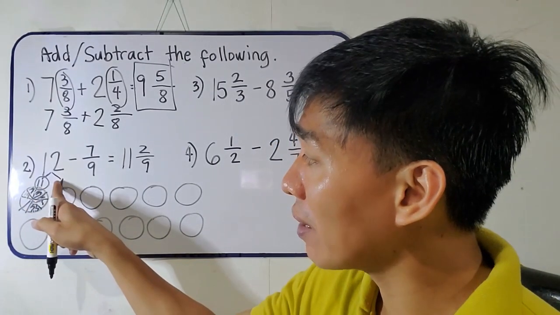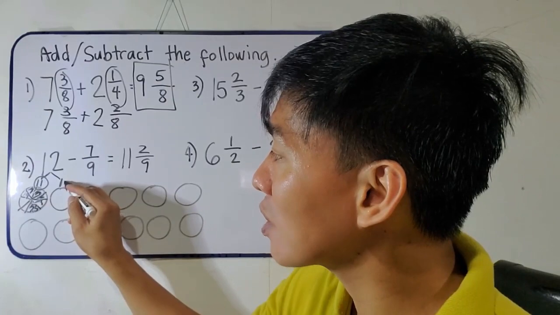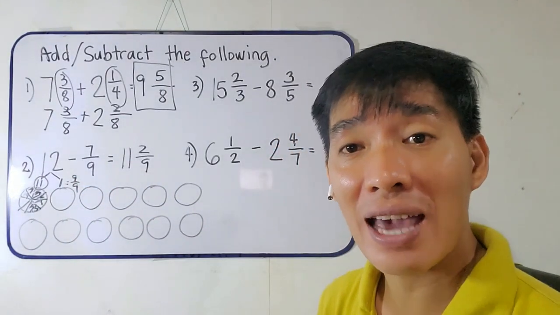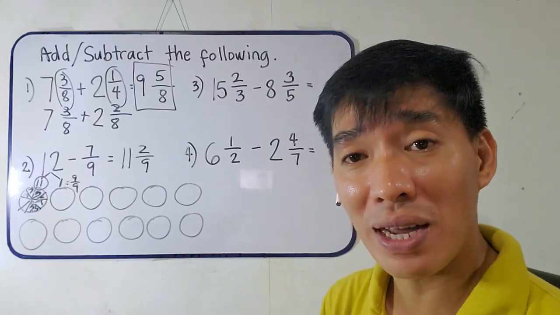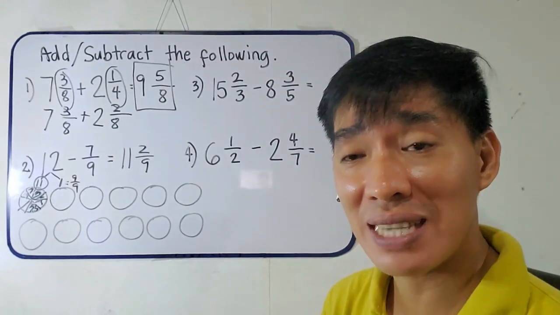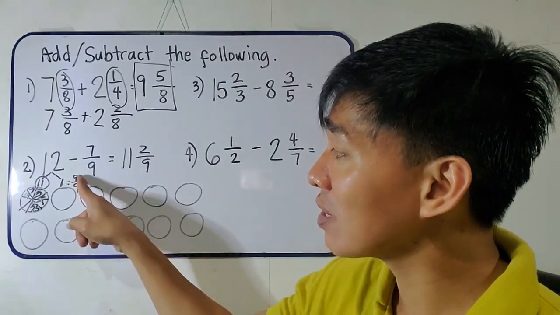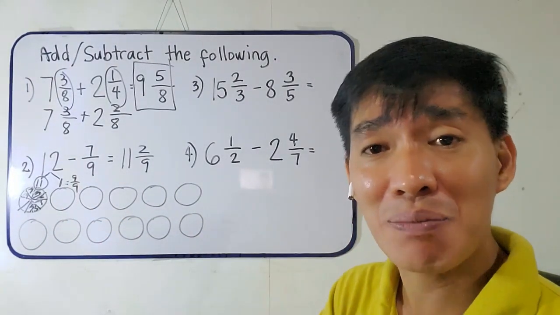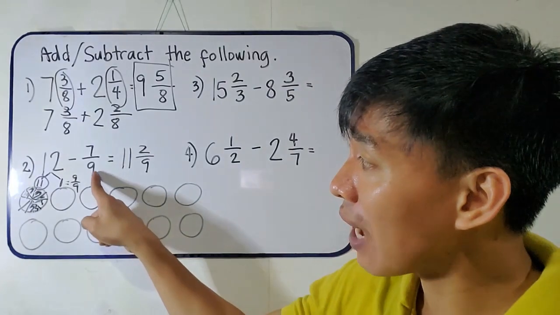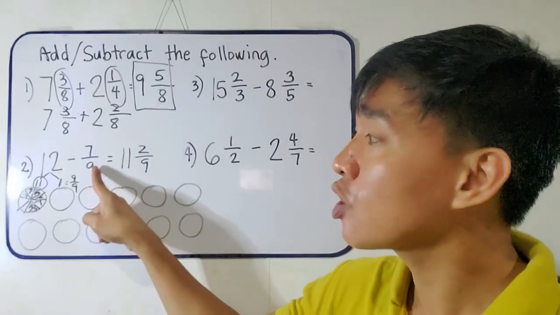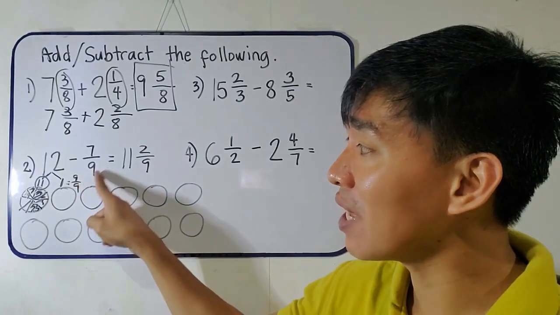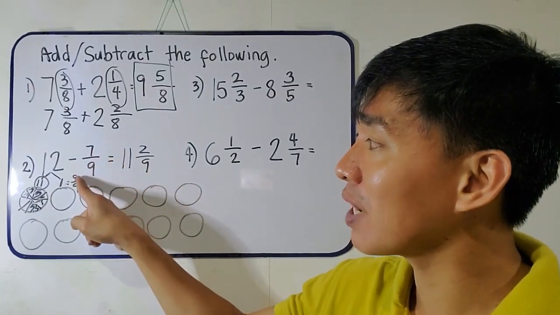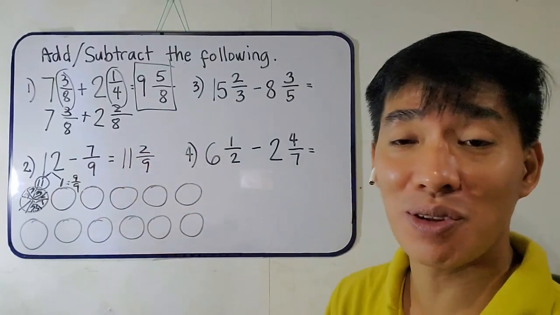So this one should be changed or expressed as 9/9. Remember that a while ago, I told you that a fraction is equal to 1 if the numerator and denominator are the same. So here, the numerator and denominator are the same, 9/9. And why did I choose 9? It's because the denominator here is 9. So that the denominators are the same, I will just copy it. Then I will just subtract the numerators, 9 minus 7, that is equal to 2.